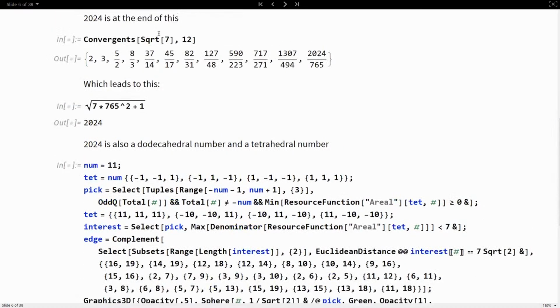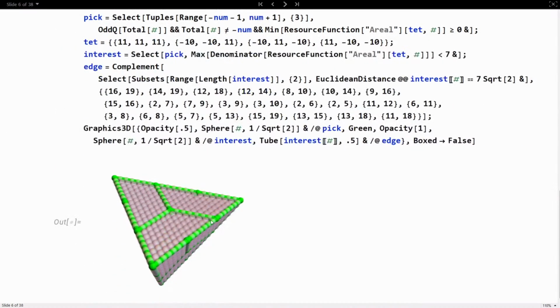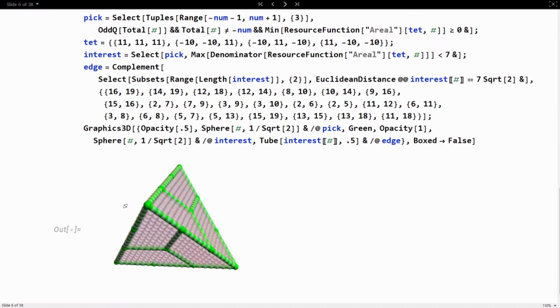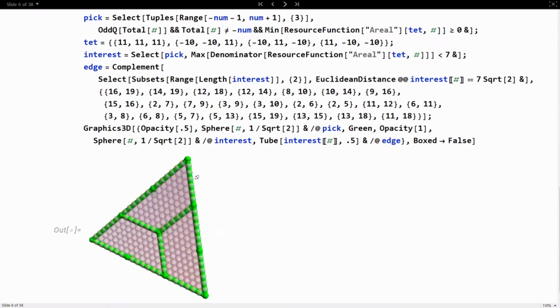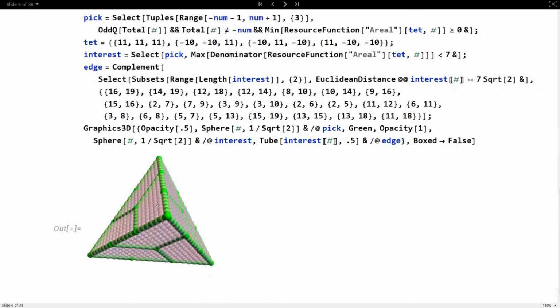It's a convergent for the square root of 3, 2024 up here, which leads to this unusual property. And it's also a dodecahedral number and a tetrahedral number. So this object here has 2024 spheres in it. And the division lines here show how it's also a dodecahedral number.